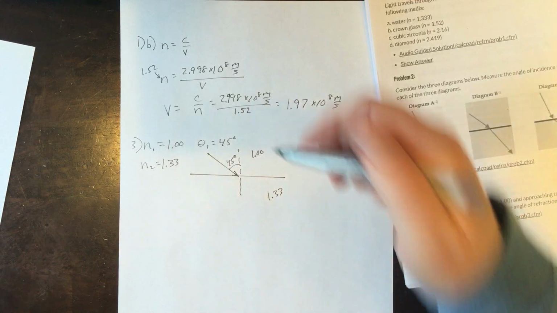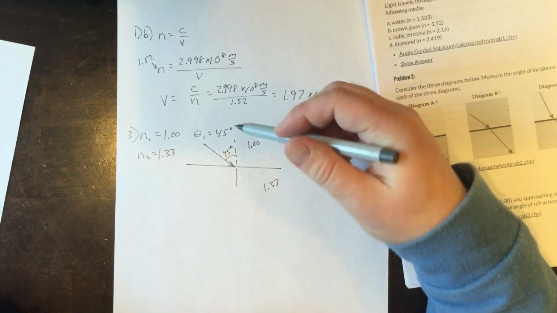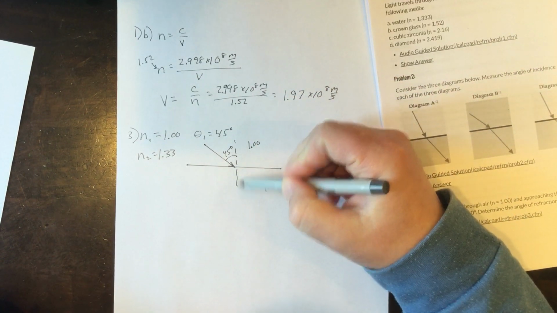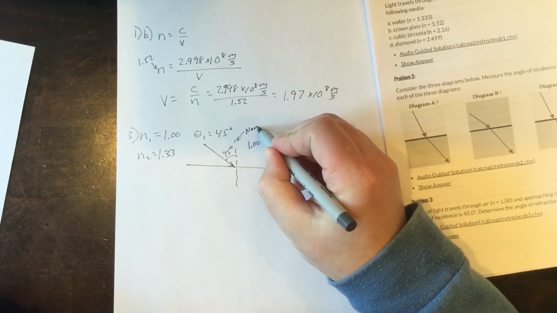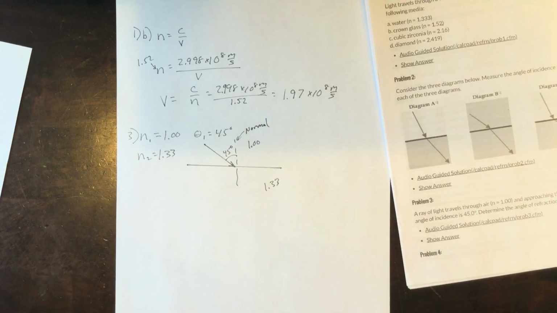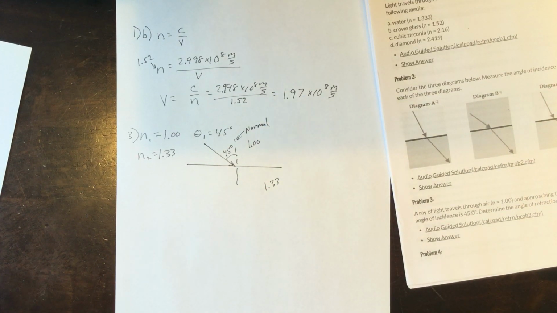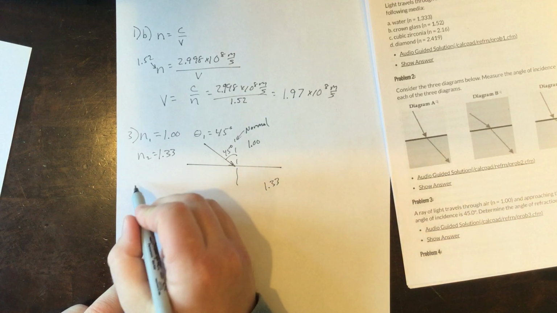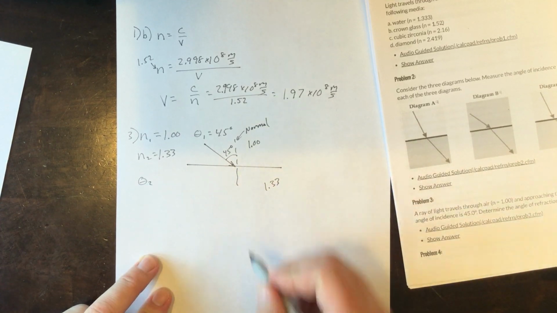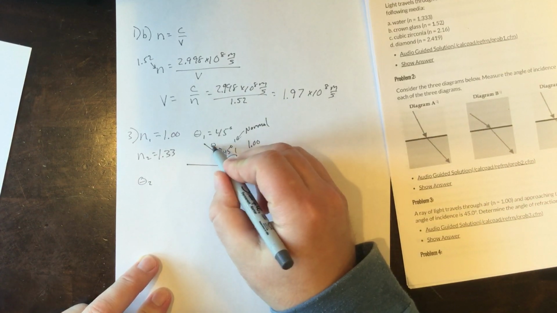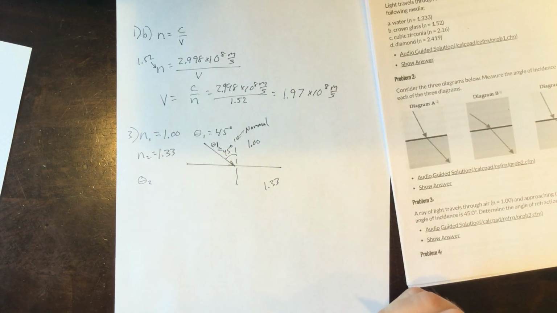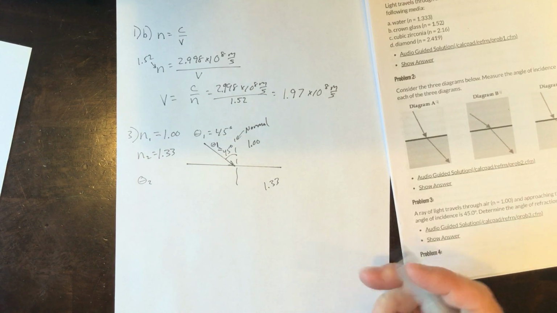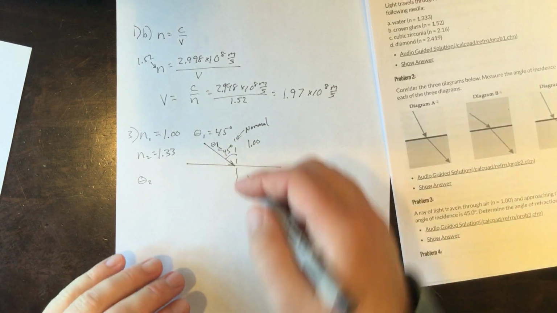Now we should know if we go from a low to a high index of refraction, our angle is going to be less down here, so it bends towards the normal. Recall that this is the normal. It says determine the angle of refraction. So actually what we're looking for is theta 2. So this would be theta 1. You could call it theta I for incident angle, or you could call it theta 1. I normally call it just theta 1.